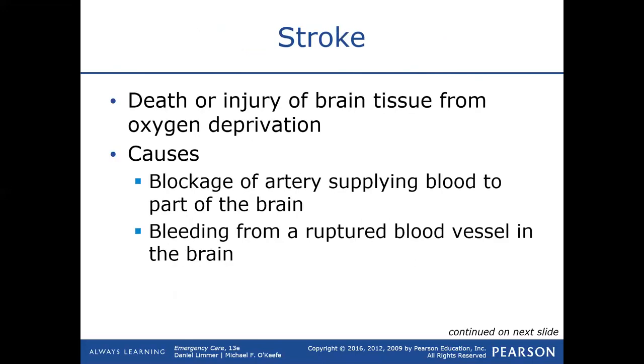Okay. All right, we'll talk about strokes a little bit. A stroke is death or injury of brain tissue from oxygen deprivation. So there's two different reasons for a stroke. A stroke is kind of a general term for blood flow being disrupted to the brain. It can be a clot. So you throw a clot from another part of your body and it gets stuck in your brain and it cuts off blood supply to the other side of that vessel. Or it could be a ruptured blood vessel in the brain where the vessel actually bursts and the blood is now just flowing into the skull cavity, and the brain is not getting the blood where it needs it.